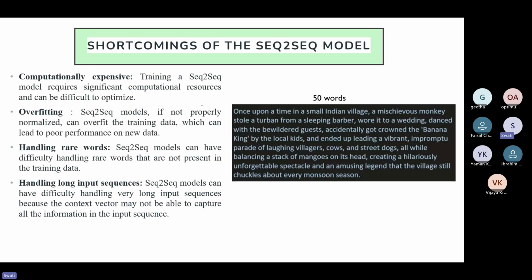So what were the shortcomings of the sequence to sequence model? First, this training requires a lot of computational resources. Second, it may lead to overfitting the training data. And then it can have difficulty in handling rare words, some words which are not present in the training data. And the main problem here was to handle long input sequences.